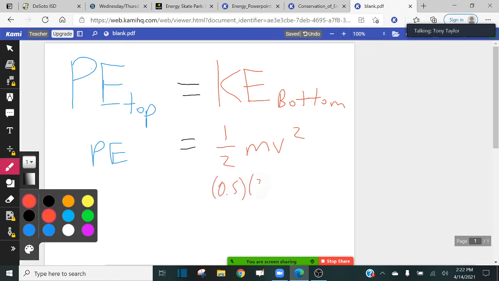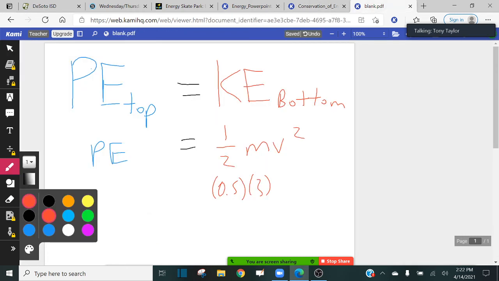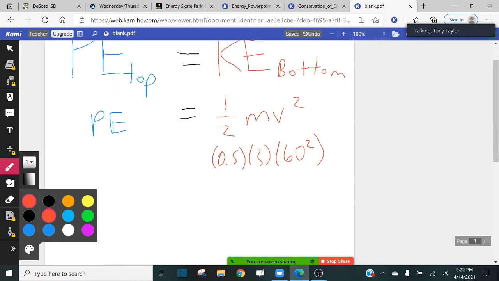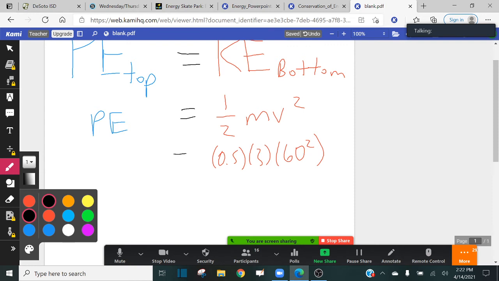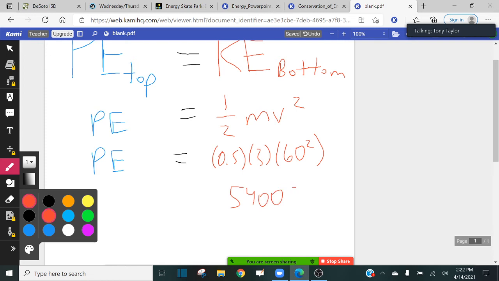0.5 times 3 kilograms. Notice, guys, the velocity is 60 meters per second. So I'm going to take 0.5 times 3 times 60 squared. When I do that, for my energy I get, yes, thank you, Angelina, 5,400 joules of kinetic energy.